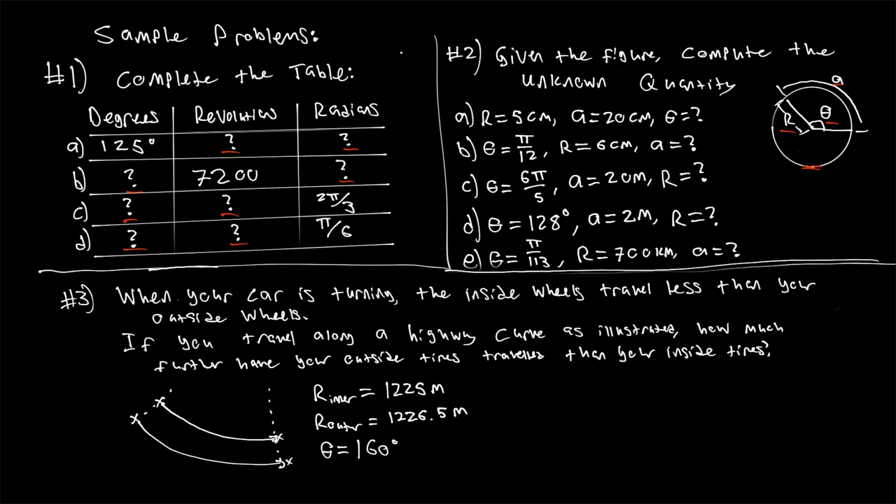And the third question is more of an application question. If you're driving a car and you're turning, the inside wheel travels less than your outside wheel. Now you can think of this in terms of the arc length that we've described here. Obviously, if you're turning, then one of your wheels is going to be on an inside radius, one of your wheels is going to be on an outside radius. I've also illustrated that here. So given the difference in radius, for the same angle that you're turning, 160 degrees, you're going to have a different arc length that each of those wheels travels. You're asked in question number 3 to determine how much further the outside tire has traveled compared to the inside tire. So if you have any questions, feel free to leave them in the comments section below.